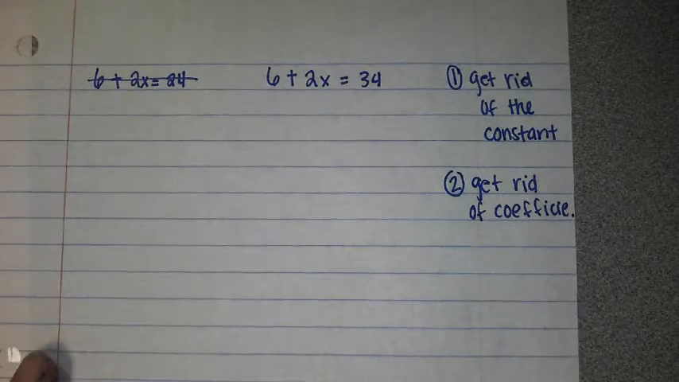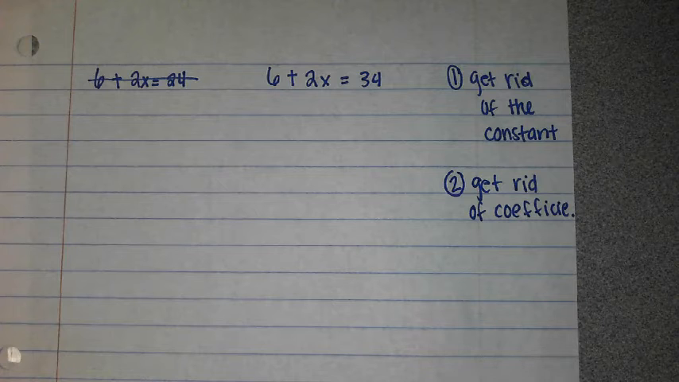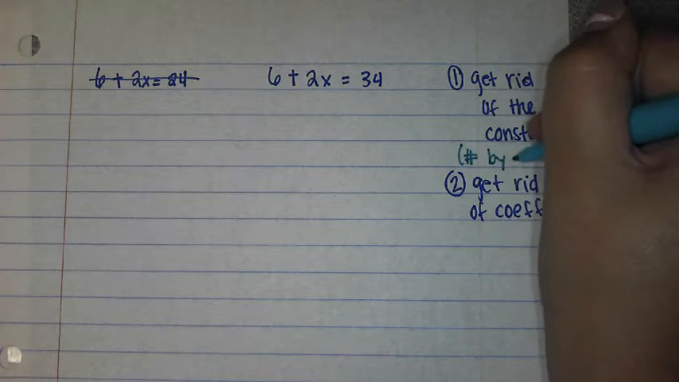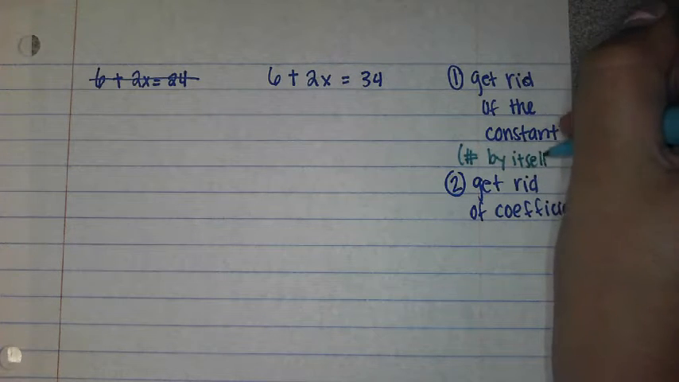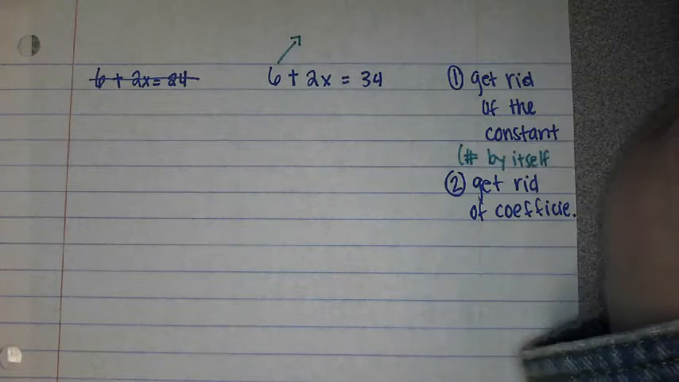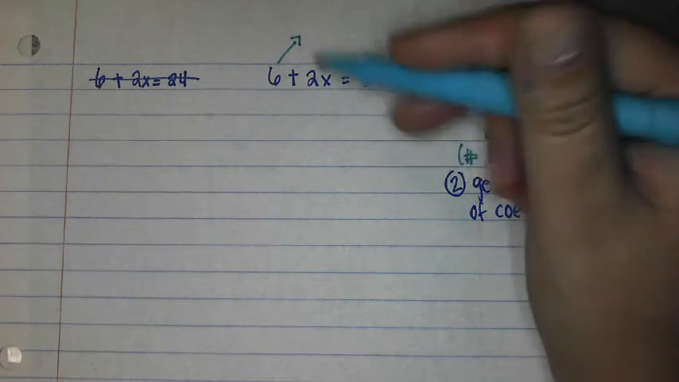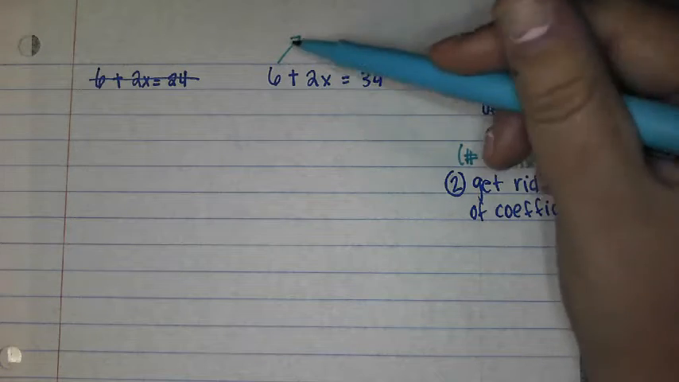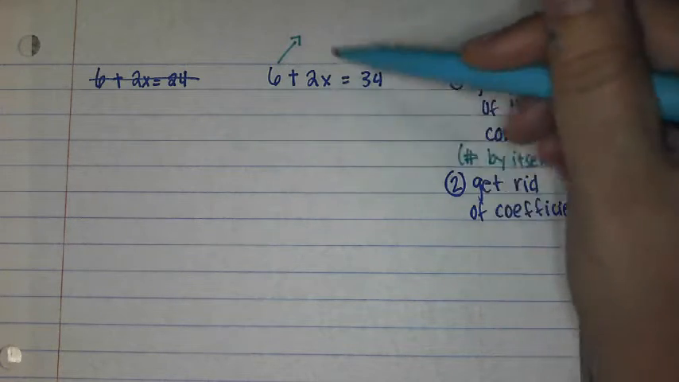Now, when you're working these out, I think you guys should know at this point, your constant is the number by itself. So my constant over here is 6. It's not the number without the variable. You might get confused and think 34 because it says by itself. But we're talking about the ones with the variable on this side. Since the 6 is alone, it's my constant.